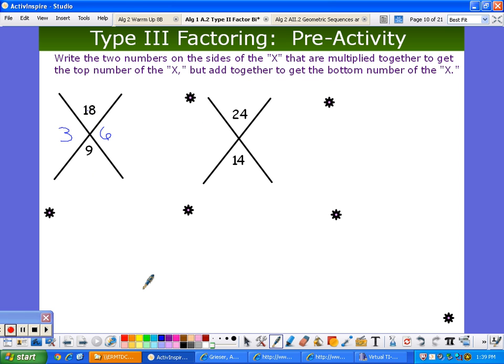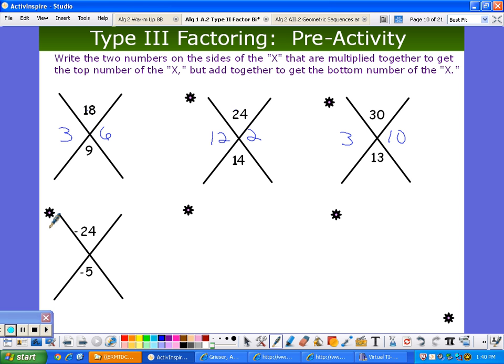Two numbers multiply to 24, add to 14. 12 and 2. 12 times 2, 12 plus 2. So your mind is running through all those factors. Two numbers, they multiply to 30, but they add to 13. Yes? 3 and 10. That works. Some of you guys are really going to be fast. Some of you are going to take a little longer. That's okay. It's okay.